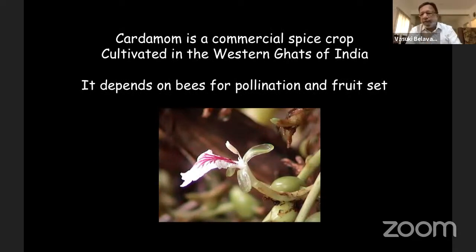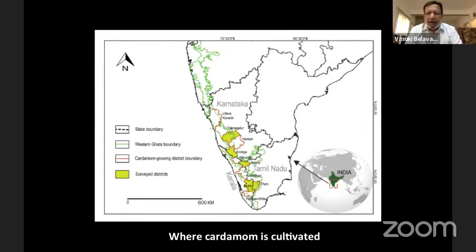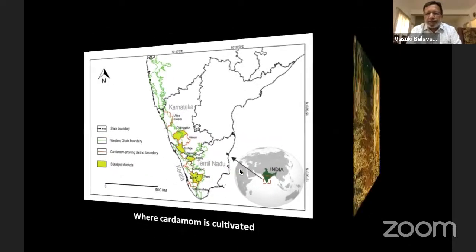It depends on bees for pollination, and it is a commercial spice crop cultivated in the Western Ghats of India. It in fact originated in the Western Ghats of India. The place of origin is the Western Ghats of India. Now, these are the regions where the cardamom is cultivated. All the ones which are marked yellow, this is the region in the Western Ghats, in Kerala, Karnataka, and parts of Tamil Nadu, where the cardamom is cultivated.